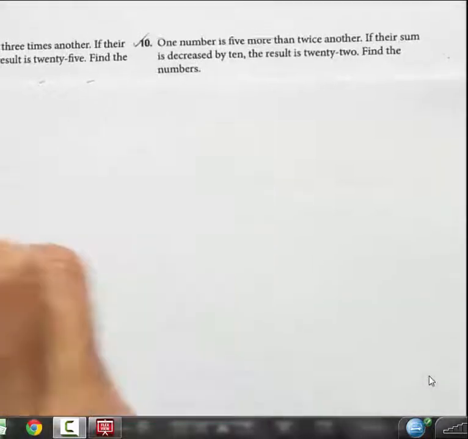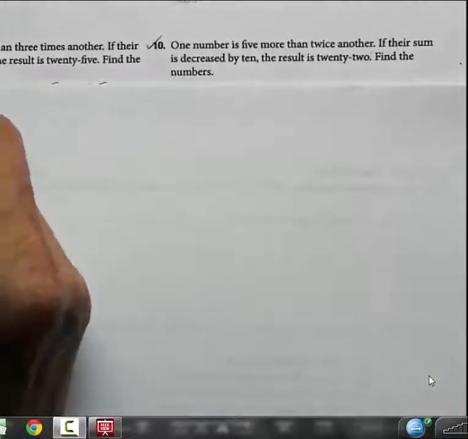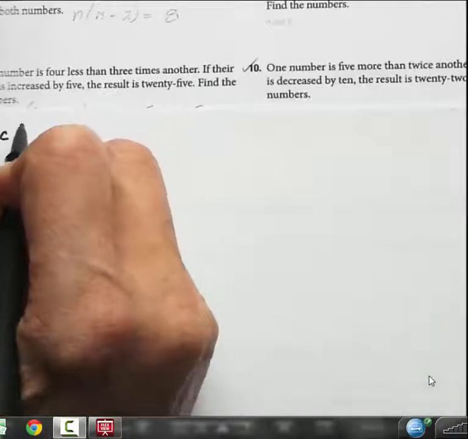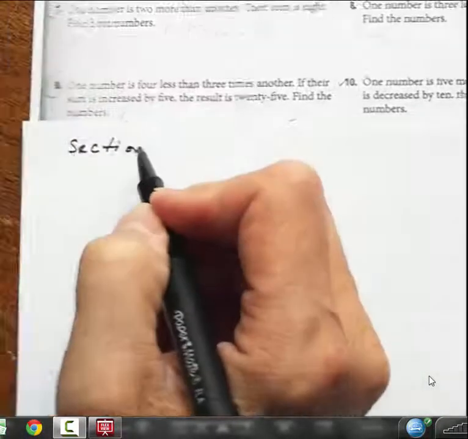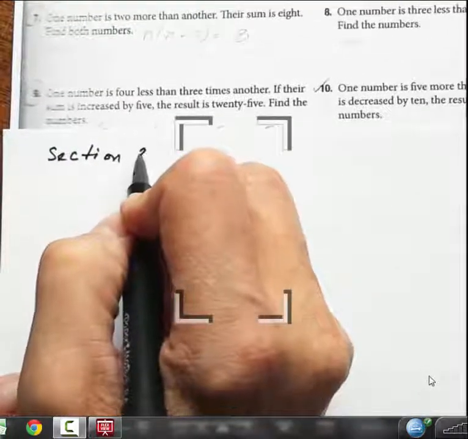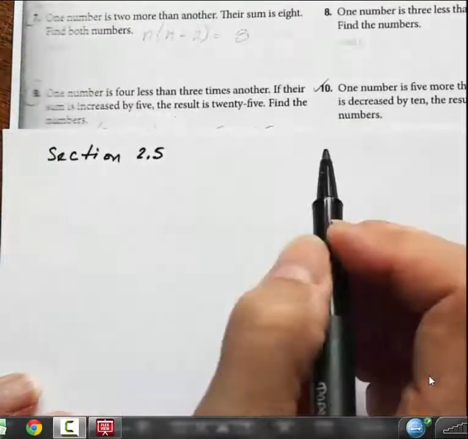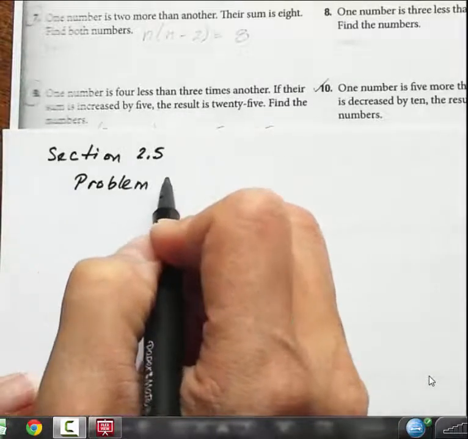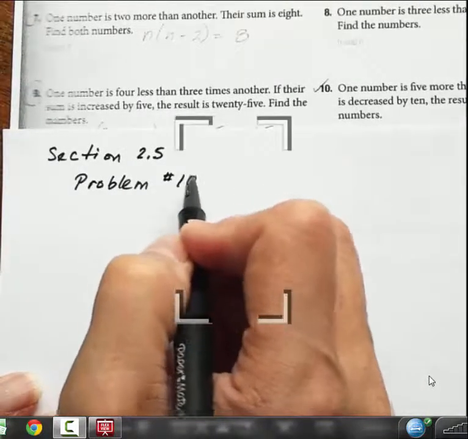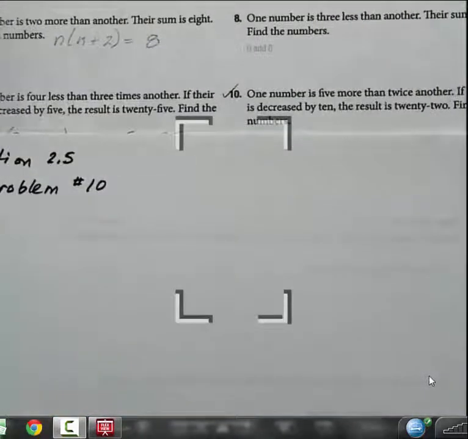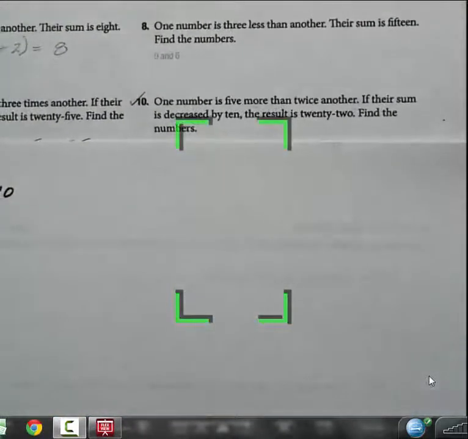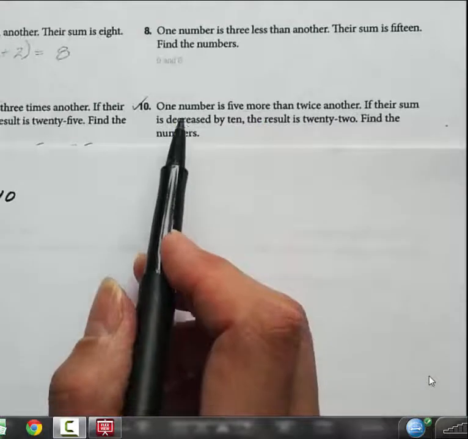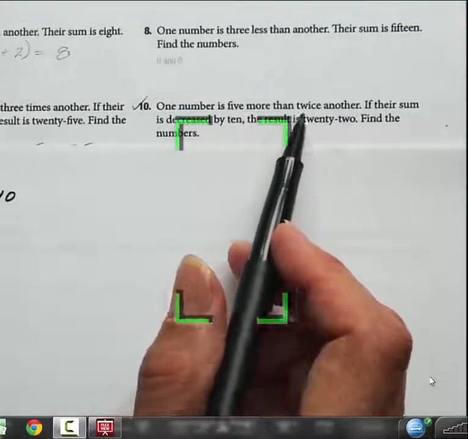Okay, we're going to do problem number 10 in section 2.5, and we're looking at problem number 10. So problem number 10 says that we have one number is 5 more than twice another number.